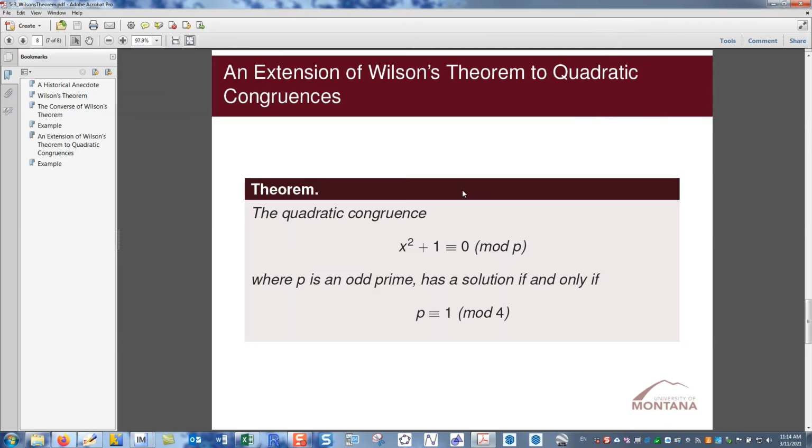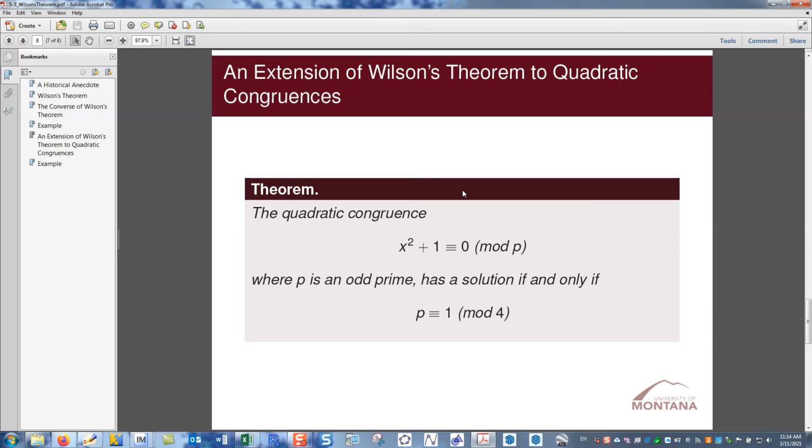It turns out that there are some nice extensions of Wilson's theorem to quadratic congruences. This is the first time we're going to delve into this subject, but it's going to feature largely in the end of the course. But we know now how to solve linear congruences. I guess the next place to go is to quadratic congruences.